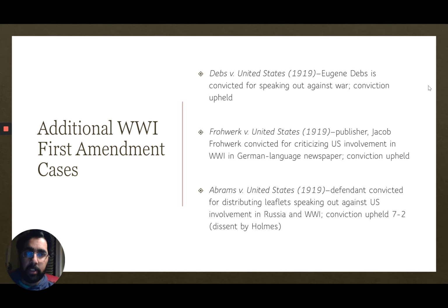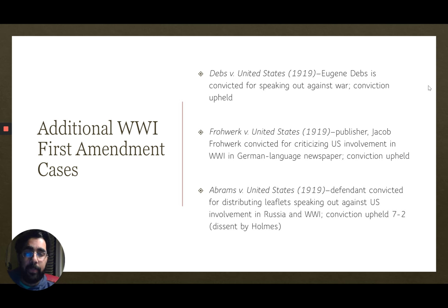Frowork v. United States in 1919. Jacob Frowork is convicted for criticizing the U.S. involvement in World War I in a German-language newspaper. So already he is at a disadvantage, right? The country is already pretty much targeting those of German and Austro-Hungarian descent. This does not do Frowork any justice, and so that compounds matters for him. Again, unanimous conviction upheld.